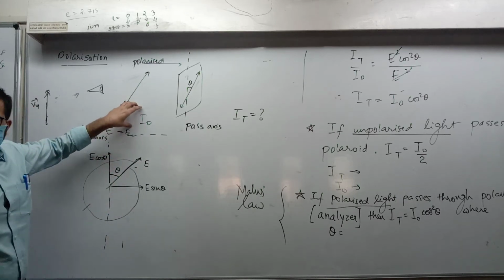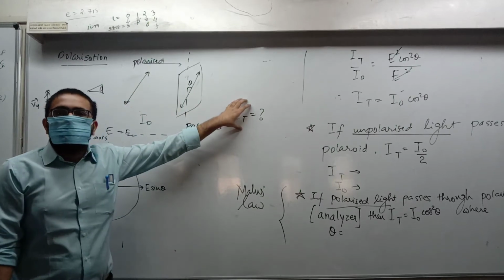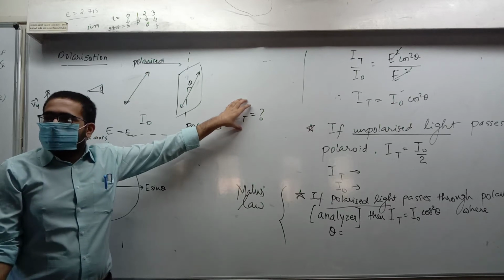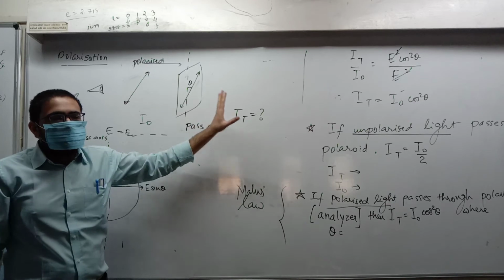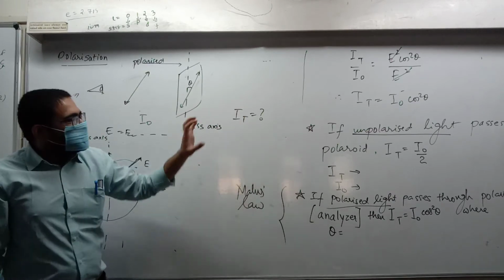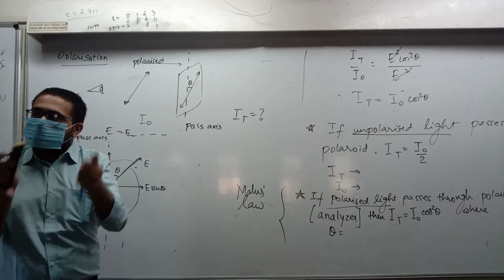Suppose this is I0, then how much intensity we get here depends on what? Theta. It will depend on I0 too. Okay, right. And it will depend on theta. Agreed? Now if you hold this and rotate it round and round, what happens? It's like a steering wheel.